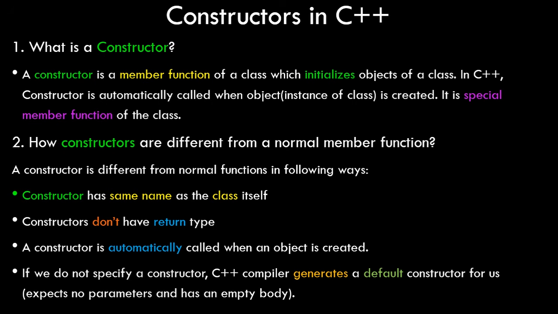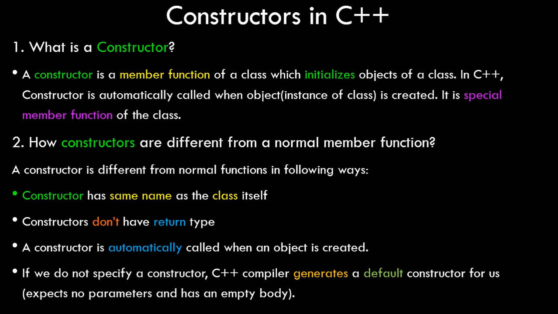So what exactly makes it special? That's point number 2: how are constructors different from a normal member function? A constructor is different from a normal function in the following ways. A constructor has the same name as that of the class. Whatever the name of the class, the same name has to be given to the constructor.